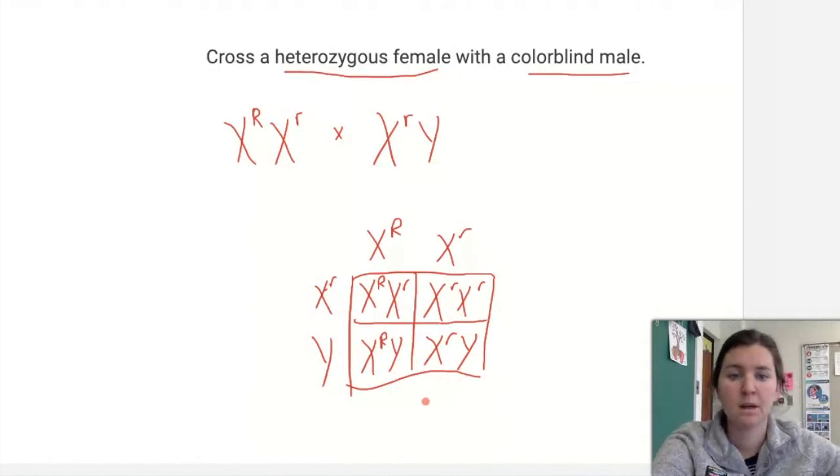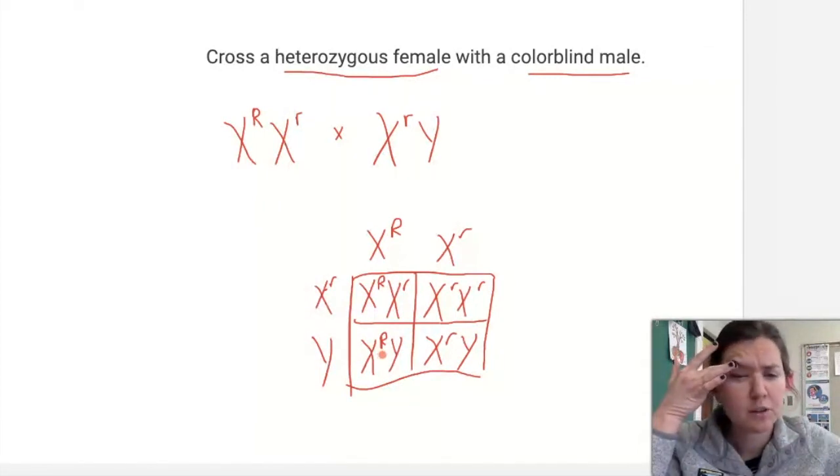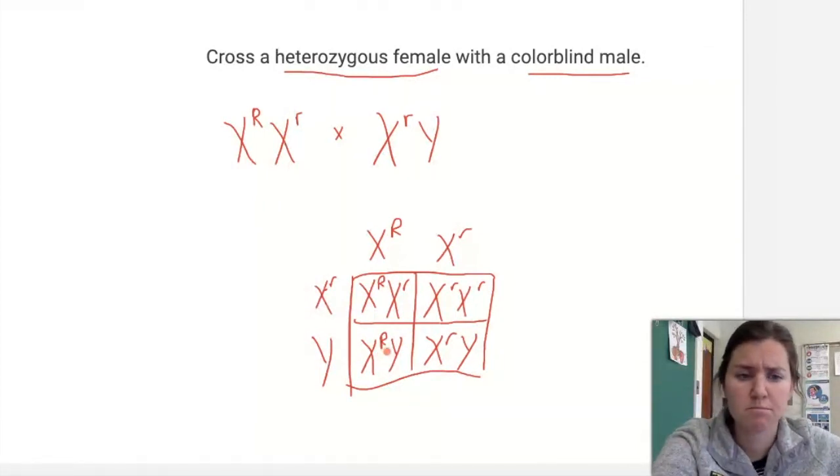Okay, so you can also see that this is why they say you have a 50-50 chance of having a girl or boy, 50-50, which isn't quite true. There's other things that can affect that.